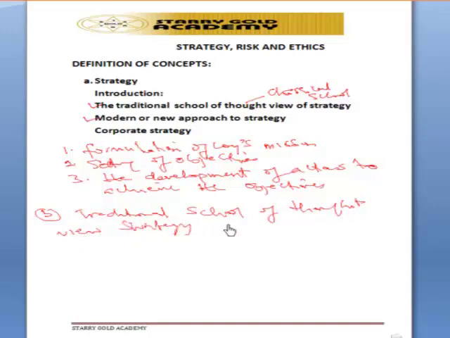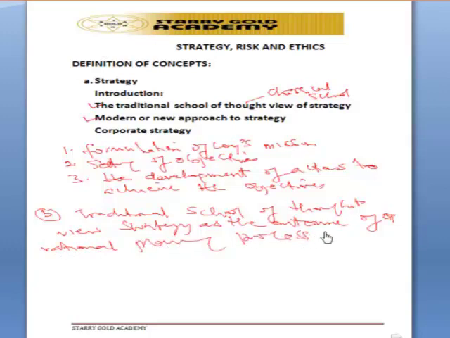They view strategy as the outcome of a rational planning process. Now the C part will now be the view of the modern school of thought, or we call it the modern or new approach to strategy.